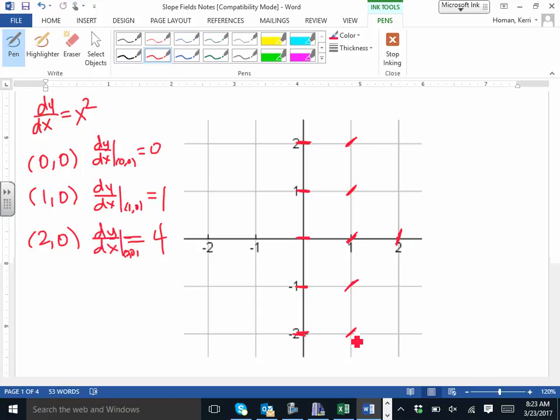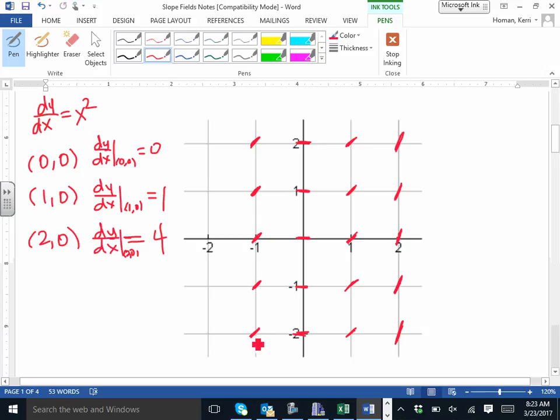Okay. The coordinate 2, 1 will have a slope of 4. The coordinate 2, 2 will have a slope of 4, etc., etc. What about the coordinate negative 1, 0? What kind of slope will it have? 1, because we're plugging x is negative 1, y is 0 into the derivative. Same thing with negative 1, 1, negative 1, 2, negative 1, negative 1, and so on.